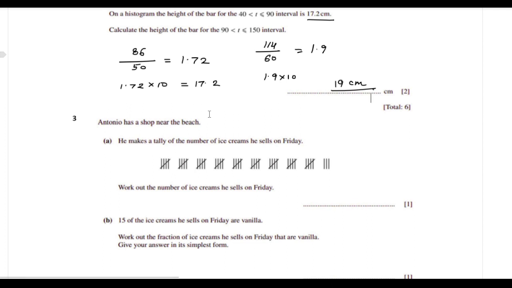Now the third question is, Antonio has a shop near the beach. He makes a tally of the number of ice creams he sells on Friday. Work out the number of ice creams he sells on Friday. Now see, these are the number of ice creams sold on Friday. This one group is indicating the value 5. So it's 5, 10, 15, 20, 25, 30, 35, 40, 45 and 45 plus 3. 45 plus 3 is 48. So here my answer will be 48.